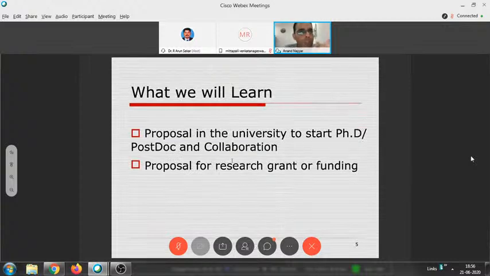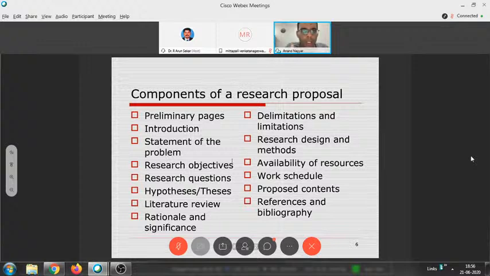In this presentation, you will learn how to write a proposal for a university to start your PhD or collaboration, and how to start a proposal for funding or research grants. This is important. The components: introduction, statement of the problem, research objectives, research questions, hypothesis, literature review, delimitations and limitations, design and methods, availability of resources, work schedule, contents and references. If you have all these things, ladies and gentlemen, then only am I interested that you are okay for your postdoc.